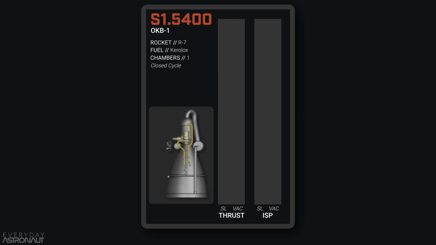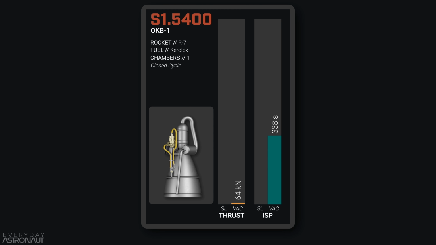Soviet engineers were able to overcome the challenges of oxidizer rich staged combustion in the late 1950s already with the S1.5400. The Soviets chose to go with the oxygen rich staged combustion cycle because when running on kerosene based RG-1 or RP-1, you'd run into the coking and sooting issues.